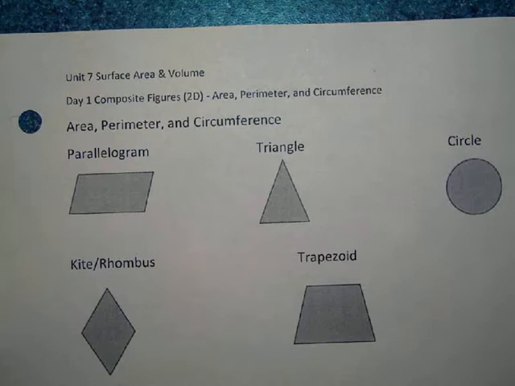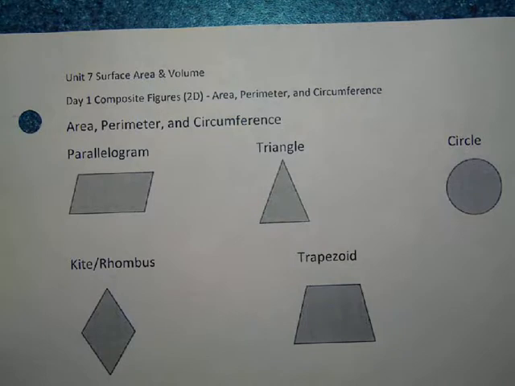Okay, we are starting a new unit on surface area and volume. Before we can get into 3D shapes, we have to make sure you have some basic knowledge of some 2D shapes. So, we're going to review 2D shapes to start off this chapter. So, this is going to be area, perimeter, and circumference. That's what we do with two-dimensional shapes.